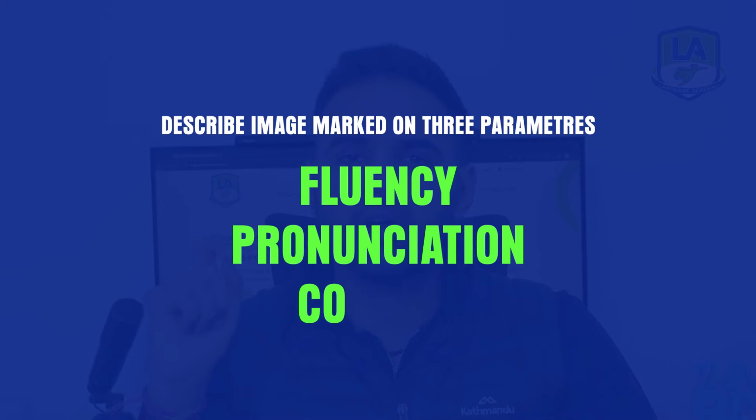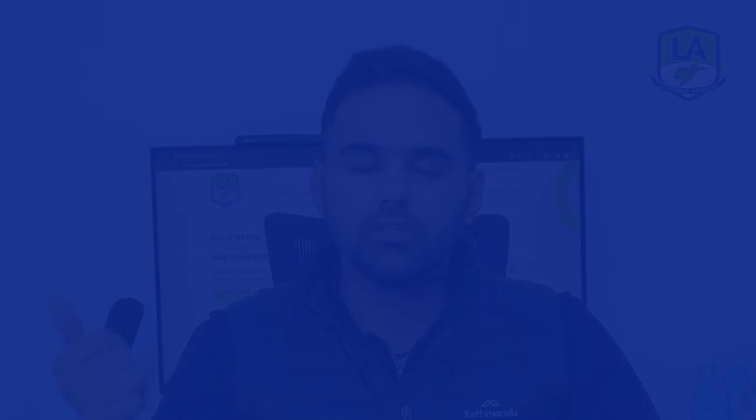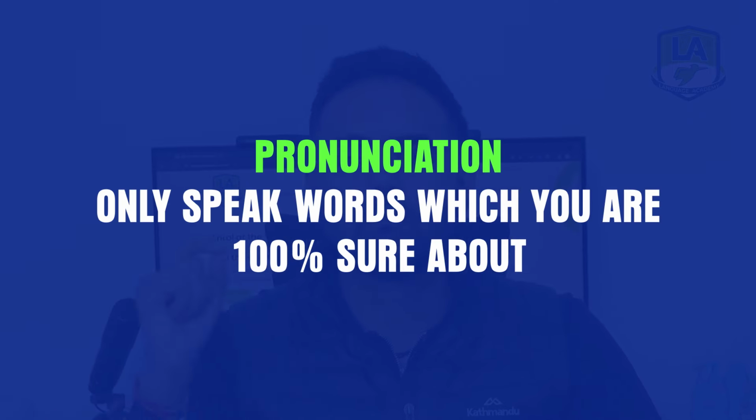Describe image and retell lecture will contribute towards your extended speaking. First of all, let's have a look at describe image. Describe image is again marked on three parameters: fluency, pronunciation and content. For your fluency, speak at a moderate pace. For your pronunciation, only speak words which you're 100% sure of. And for your content, there's no fixed content in describe image.